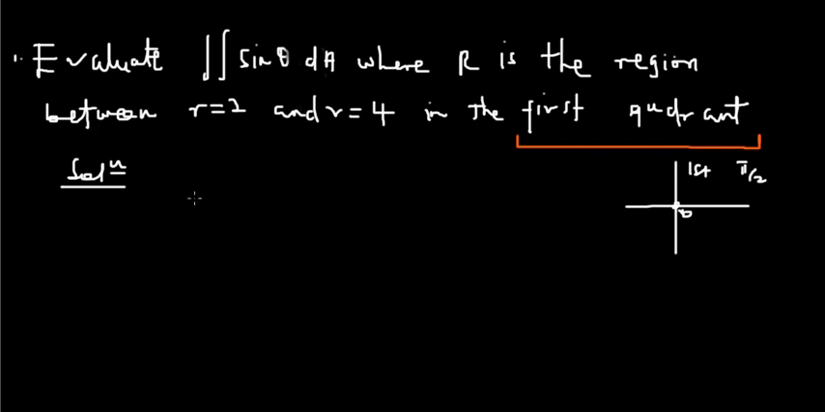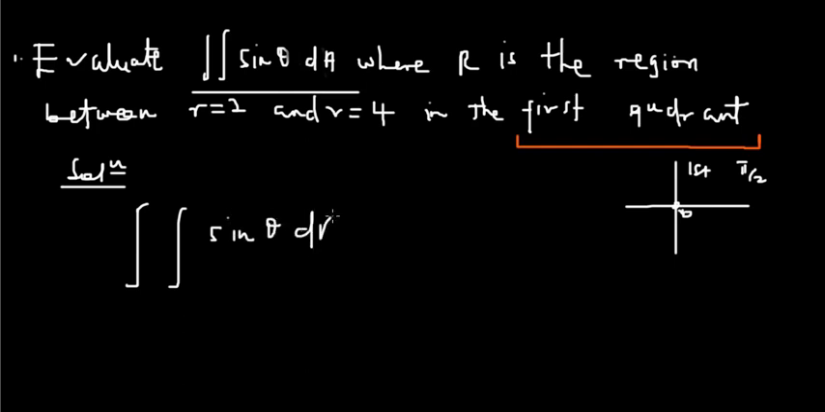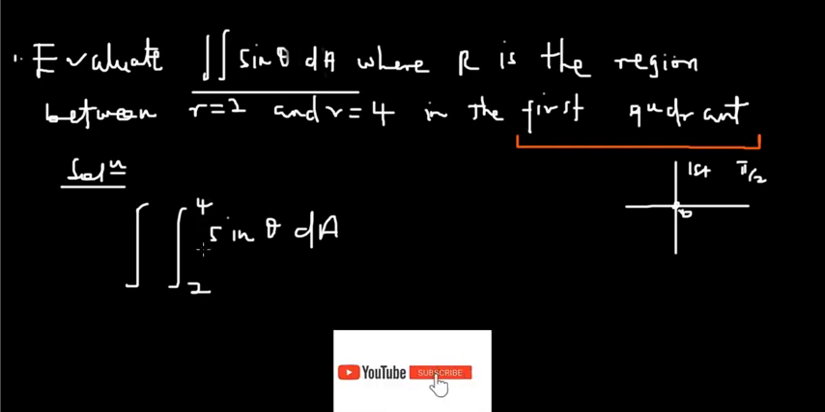Now for this question, we've been given the integral of sine theta, and then the a. Now we've been given r1 and r2. We've been given r1 to be 2, r2 to be 4, and you are told that it is for the first quadrant. So we have from 0 to pi on 2.